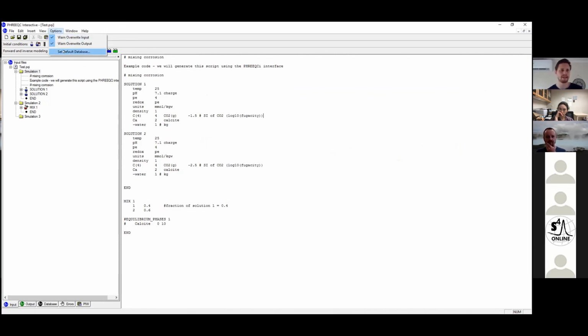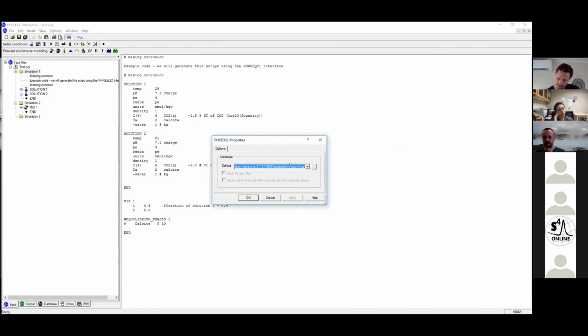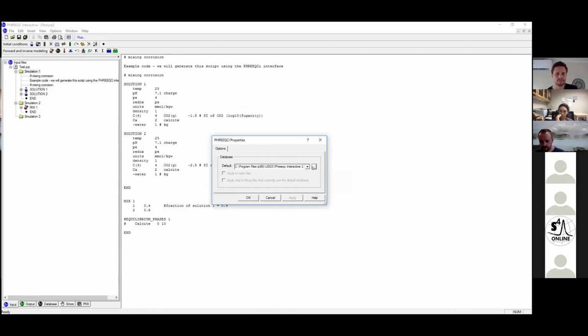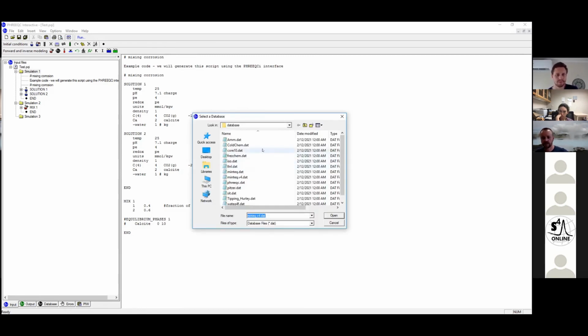So here it says set default database, and I have already told it what to use. But if you hit that little icon, this 3-dot thing here, you can see all of the databases present in PHREEQC that are available. So it's a matter of just going in here and selecting one. Popular ones are PHREEQC, Wateq4f, and the MinTeq one. However, as you see, there are other options.